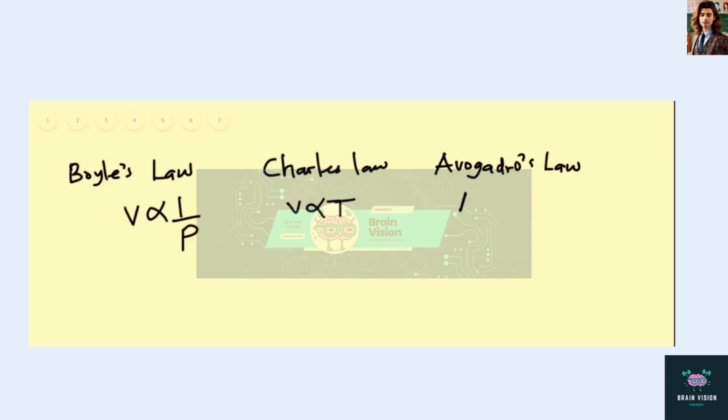So the next one will be Dalton's law. Dalton's law is called the law of partial pressure, which states that the total pressure exerted by a mixture of gases is the sum of their individual partial pressures.